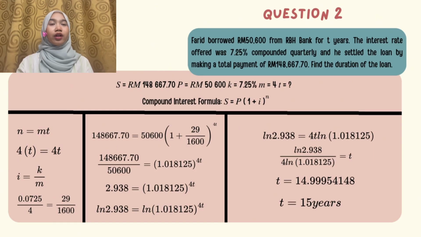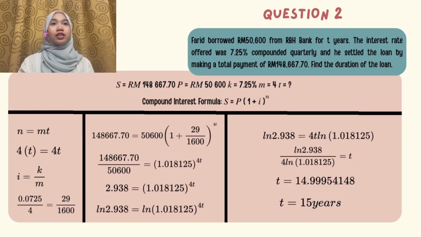Next, substitute all the values into the formula, and we got 148,667.7 equal to 50,600 open bracket 1 plus 39 over 1,600 close bracket to the power of 4T, and we have to divide 148,667.7 by 50,600.